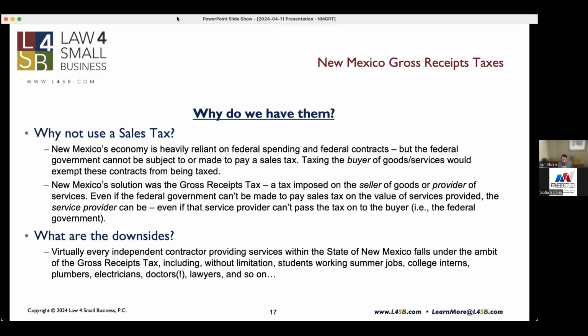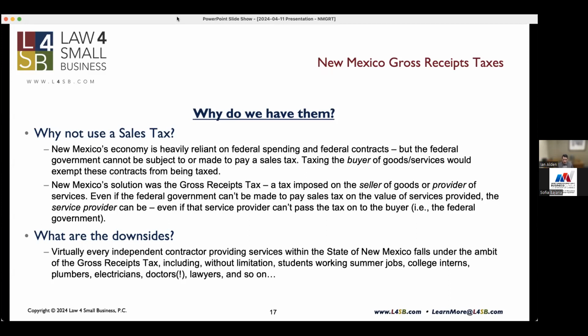Even if the intent of that tax was largely to target federal dollars, because of constitutional issues, that tax cannot be targeted specifically at that money or people who provide services to the federal government. So it is a tax on all business activity in New Mexico, including without limitation, students working summer jobs. If you have a high school or college student getting a 1099, the state considers them a business owner, and that revenue is subject to gross receipts tax.